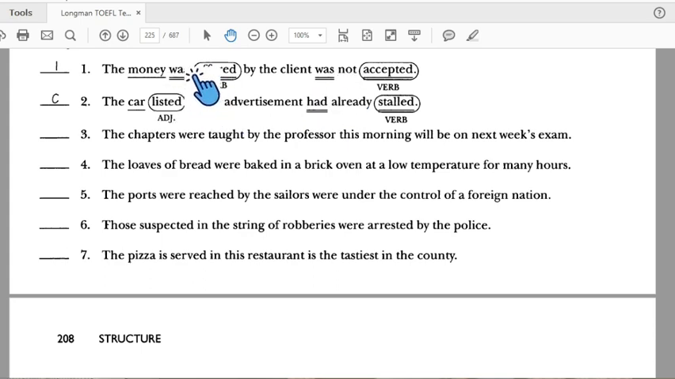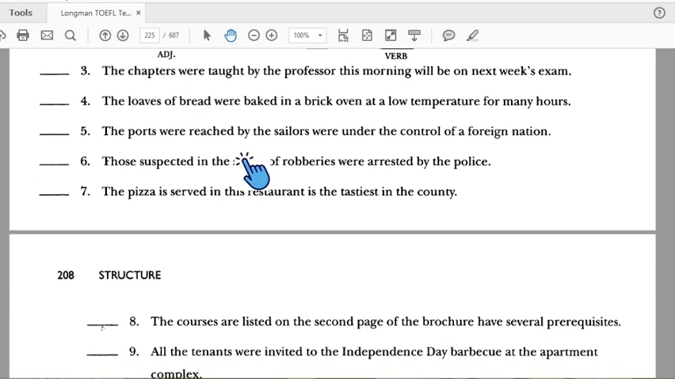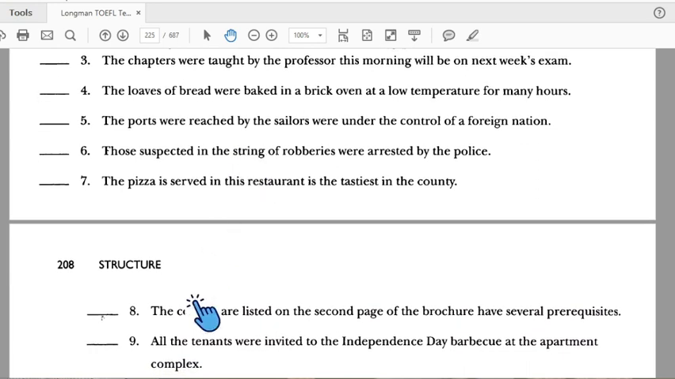Okay, so you have to revise this so that this one will be an adjective, so that this is the subject, and this one is the verb. Number 2, correct. Okay, because this is the verb, this is the adjective, and this is the subject. Okay, totally right.